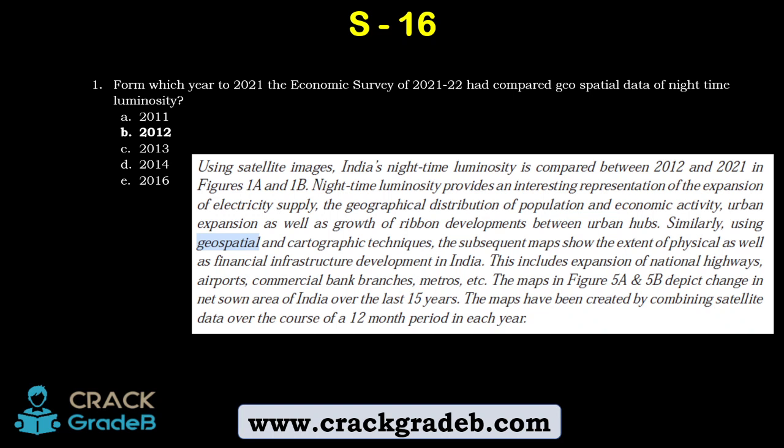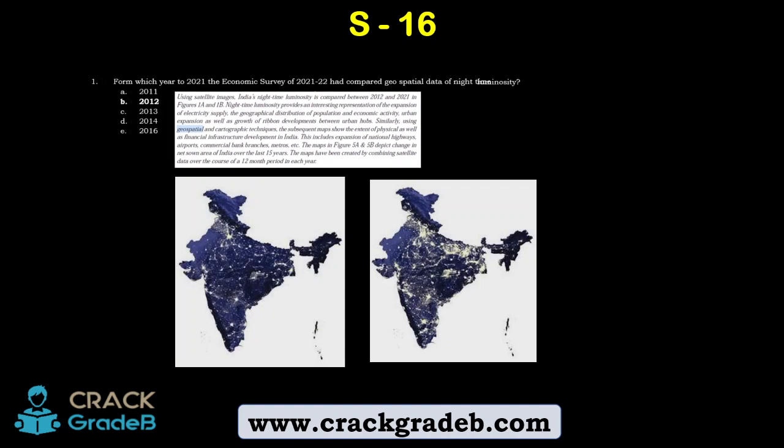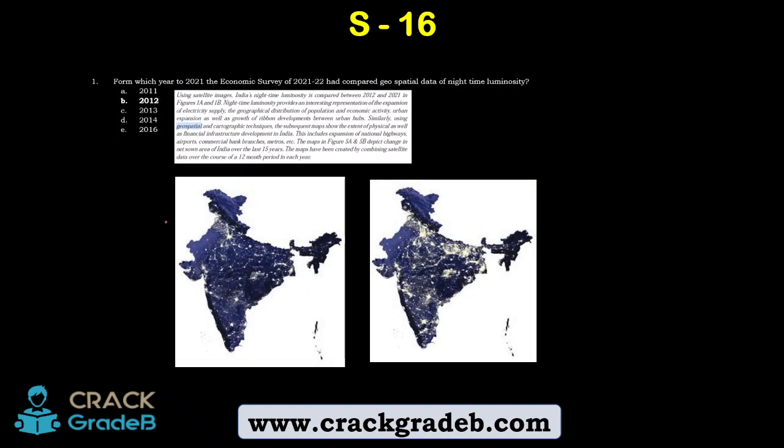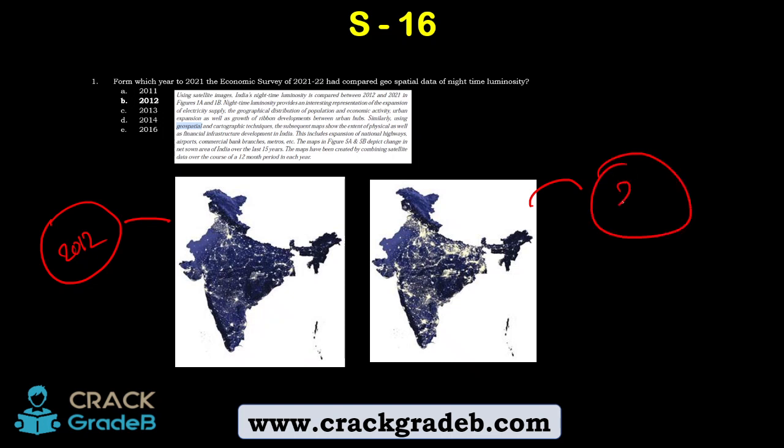Right? What do we understand by that? First, let's see India's nighttime luminosity compared between 2012 and 2021. This is from the survey. Now, let us understand what is geospatial data of nighttime luminosity. This is how the map of India looked during the night time from satellite in 2012. And this is how it looked in 2021. So what does it show?